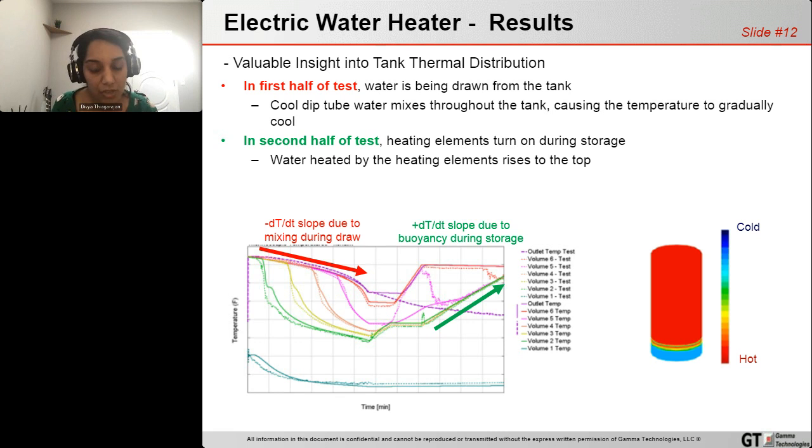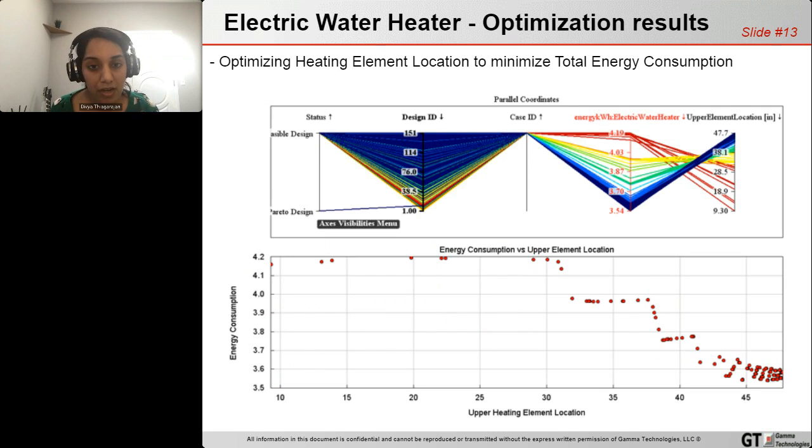And a combination of this, as I mentioned earlier, is quite important to understand what's going on. And we do capture this trend as well as these values quite well with experiments. And another powerful tool that I mentioned earlier is use of the optimizer. Here I'm showing an example of how you can optimize the heating element location to minimize energy consumption.